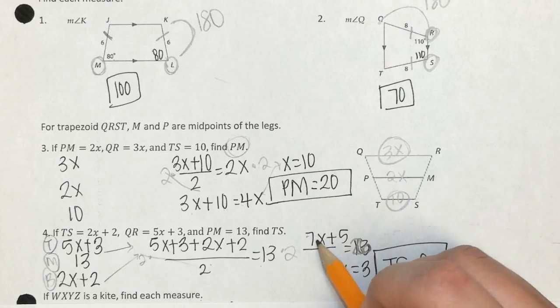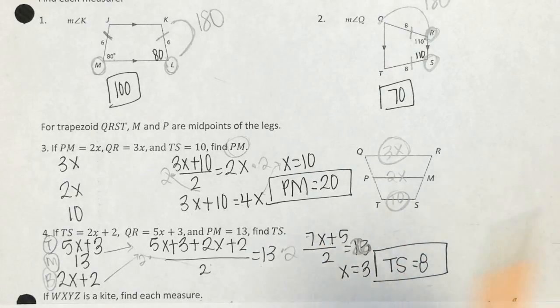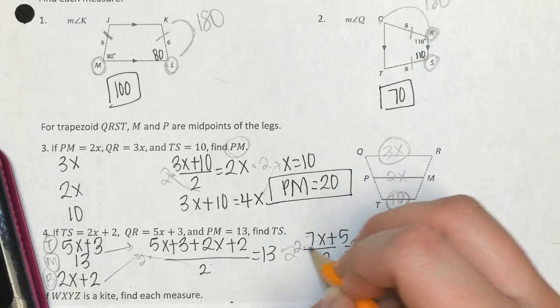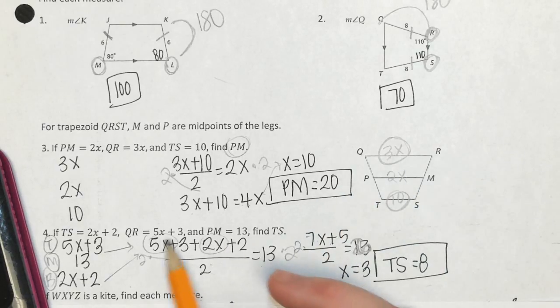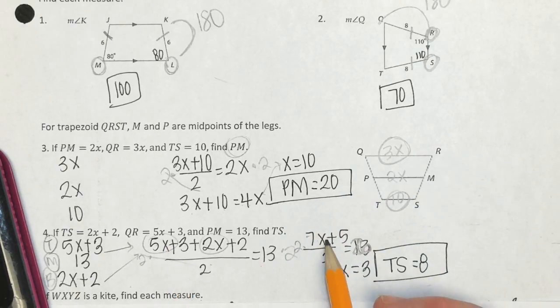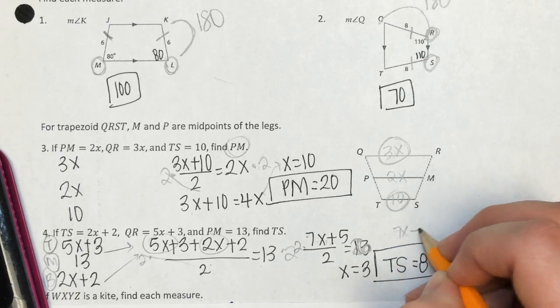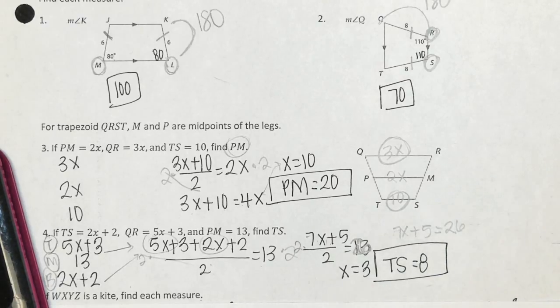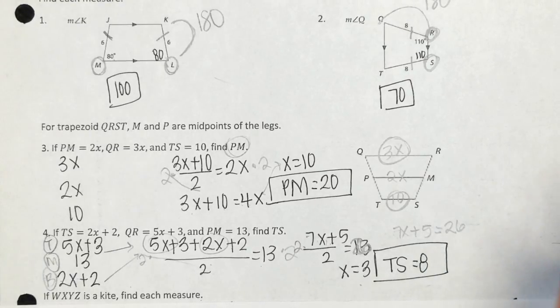26. So 7x plus 5 is 26. Okay, so we multiply both sides by 2. Oh, first, I combined these like terms first. That's what I did. 5 plus 2 is 7. 3 plus 2 is 5. So you cross multiply, and you get 7x plus 5 equals 26. Subtract your 5 and divide by 7. And you do get x equals 3, and TS is equal to 8.